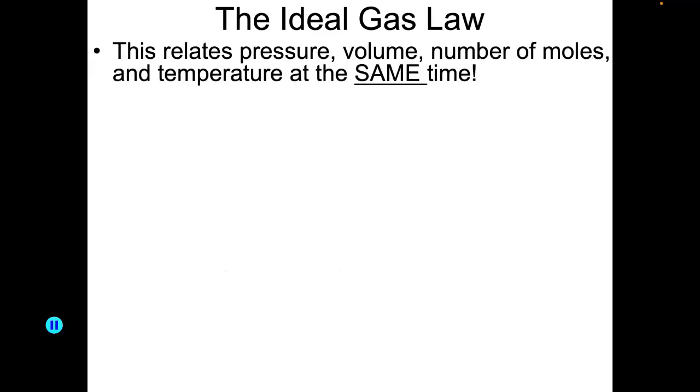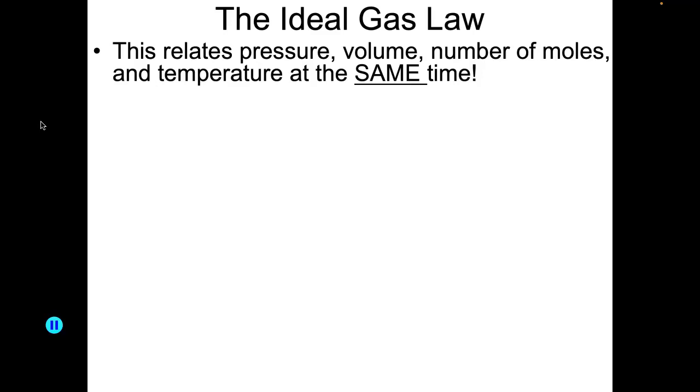Okay, in this video, I'm going to be talking about the ideal gas law and also Dalton's law of partial pressures. Okay, so we're going to start with the ideal gas law. This relates pressure, volume, number of moles, and temperature at the same time. So this is a little different than our upside down triangle that we've been looking at. We're looking at all those factors, still pressure and volume and temperature, but we're adding in moles as well.